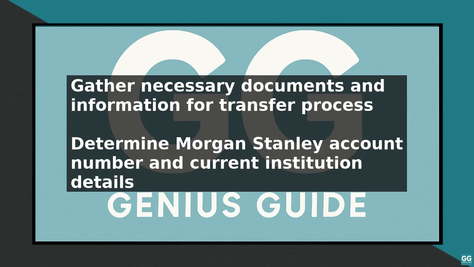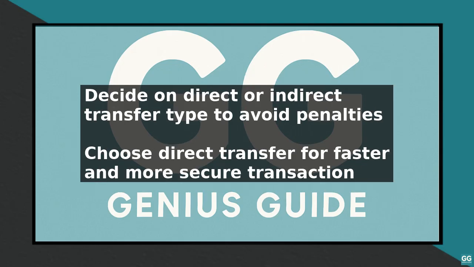You can choose from a direct transfer, also known as a trustee-to-trustee transfer, or an indirect transfer, also known as a 60-day rollover. A direct transfer is generally recommended as it avoids tax penalties and is typically faster.